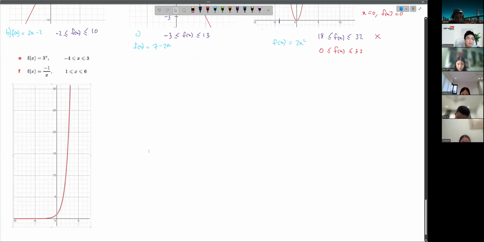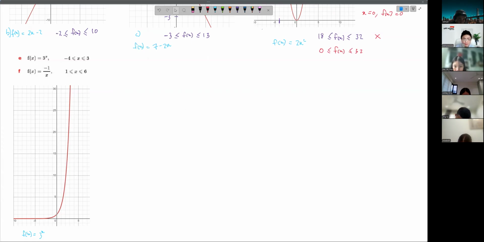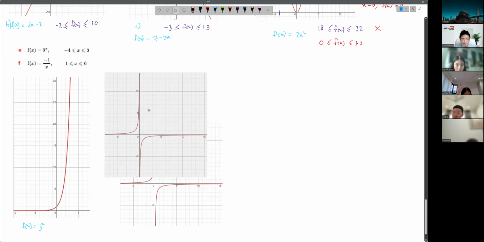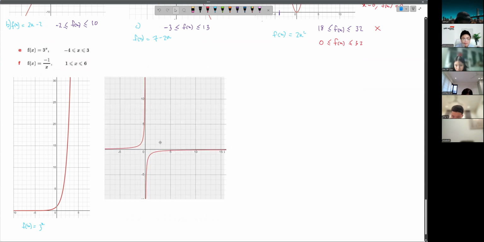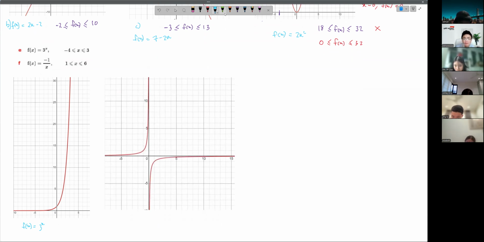So this is the E. This is fx equals 3 power of x. And the other one is fx equals -1 over x.